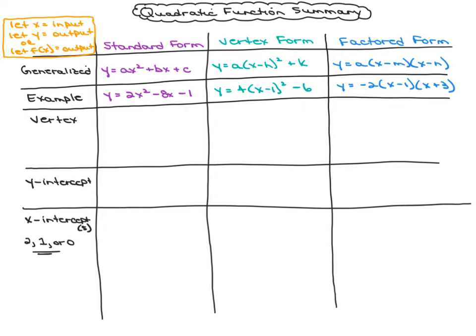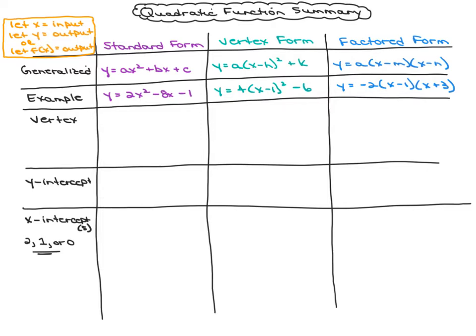Welcome, mathematicians. In this video, we're going to summarize the three basic forms of a quadratic function, along with efficient strategies we can use for each to find the key features of the function: the vertex, the y-intercept, and the x-intercepts, if any. As a quick reminder, you can use either y or f of x to represent the output of the function. They're used interchangeably. In this video, I'm going to primarily use y.